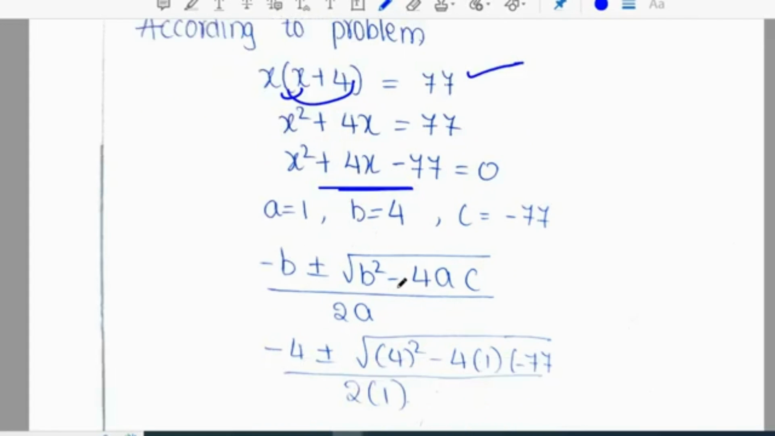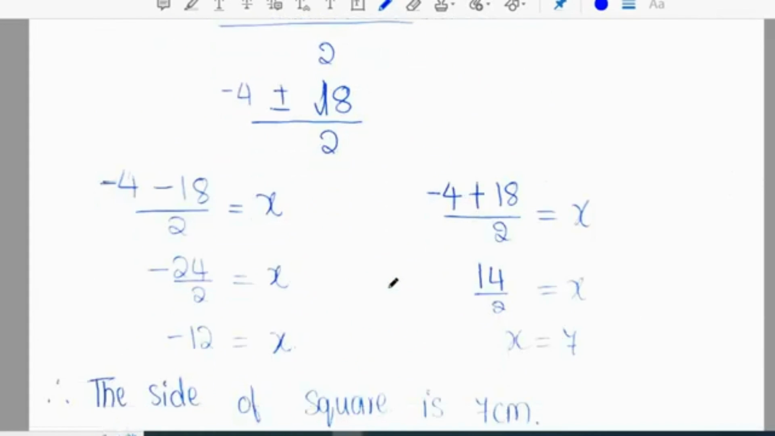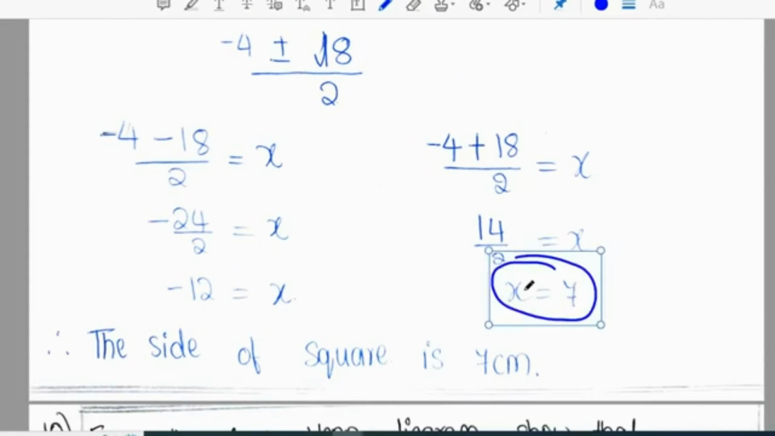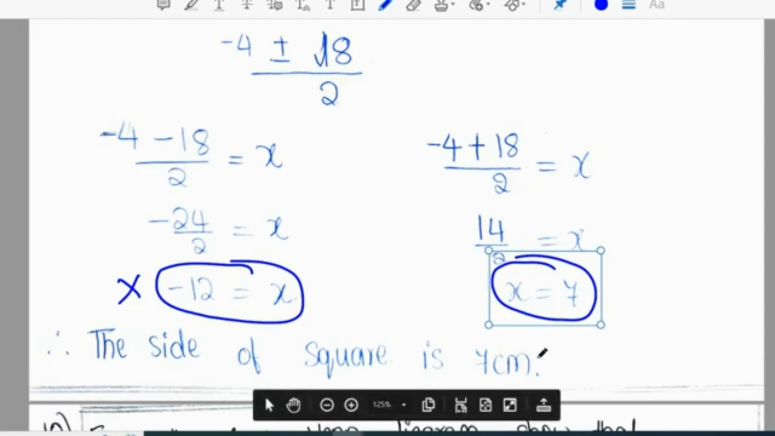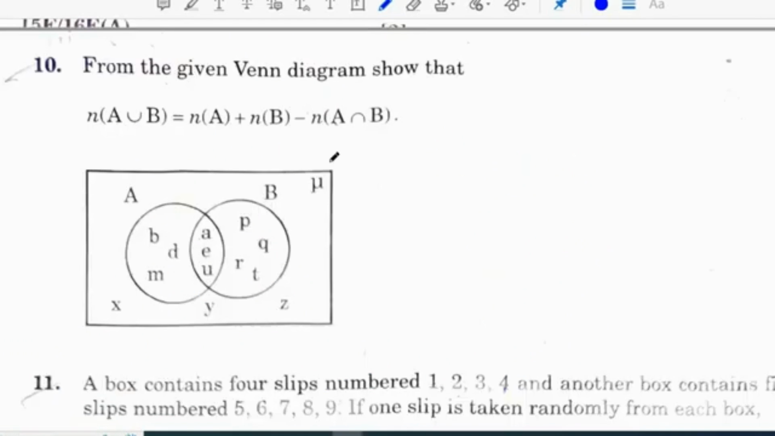So this is a quadratic equation. Solving the quadratic equation, we got the answer as 7. One root is 7, another root is minus 11. As the side cannot be negative, the side of the square is 7 centimeters. This is also a very important expected problem that I have given in the 4 marks questions.